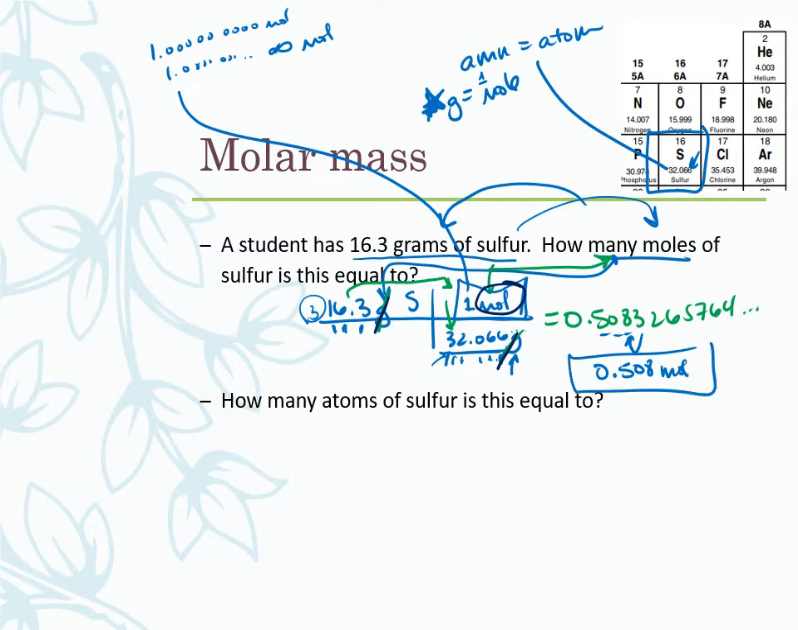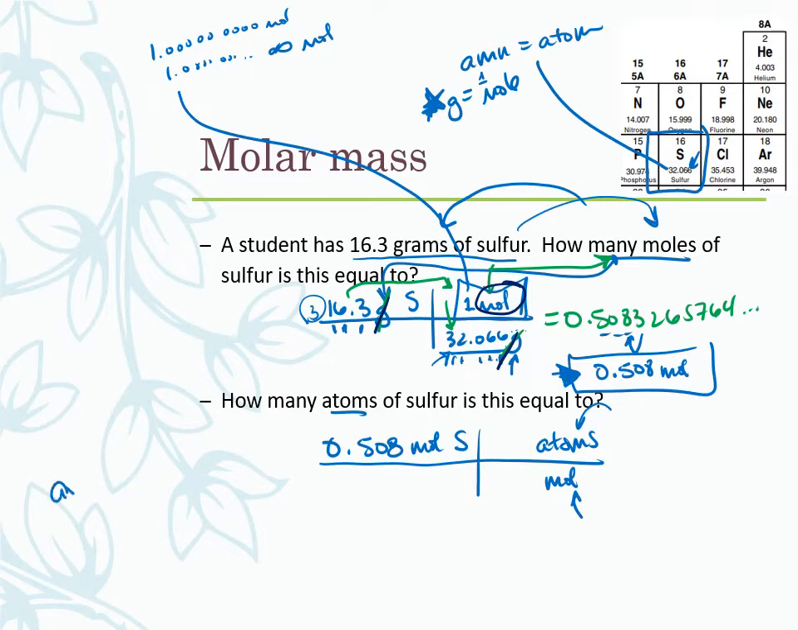But what if I now want to figure out how many atoms of sulfur my 16.3 grams is equal to? I'm actually going to start with my mole number, 0.508 moles of sulfur. I want to turn my moles into atoms. I'm going to put moles on the bottom. I'm going to put atoms on the top. How many atoms in a mole? Well, if we remember back a couple slides, Avogadro's number tells us that there are 6.02 times 10 to the 23rd particles per mole. Per mole means in every 1 mole.